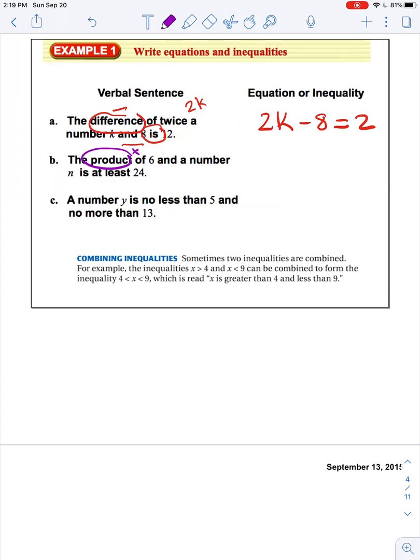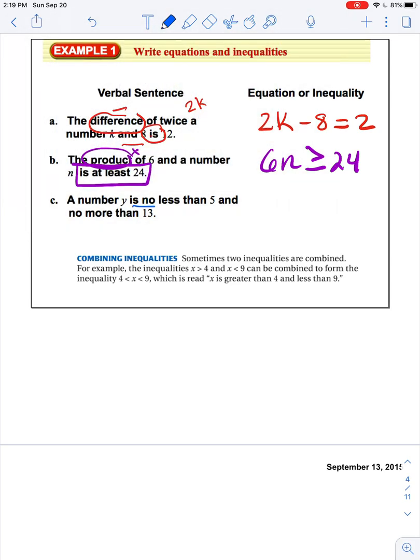Product, key word, that's telling me I'm going to be multiplying. 6 and a number n, so I know I'll need a 6n. And then it says is at least 24. Can it be 24? If it says is at least 24, yes, it's at least 24, but it could be greater.